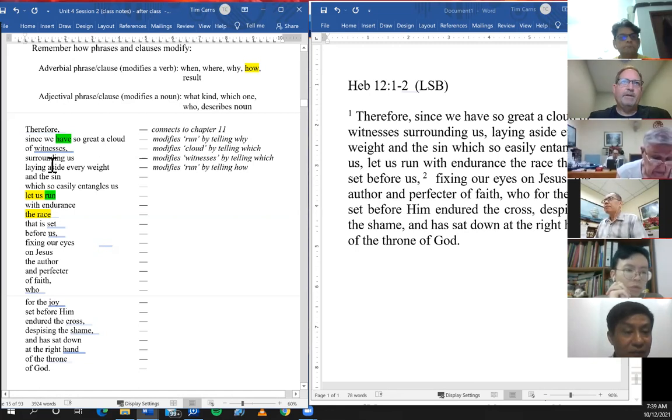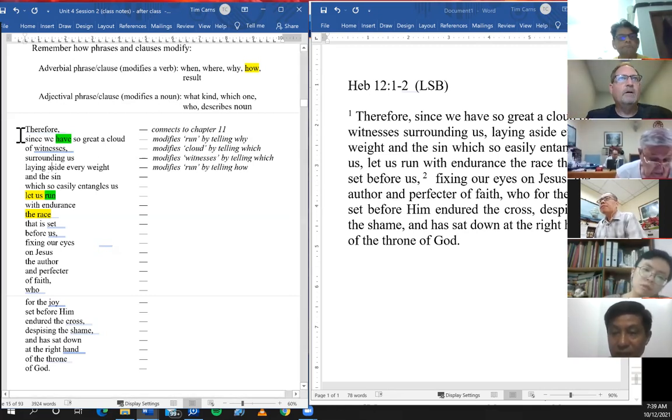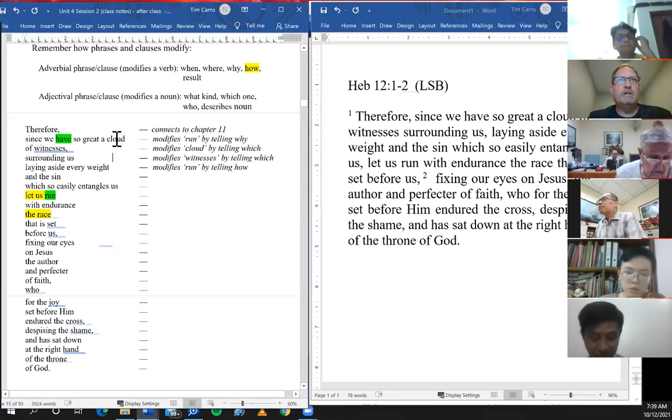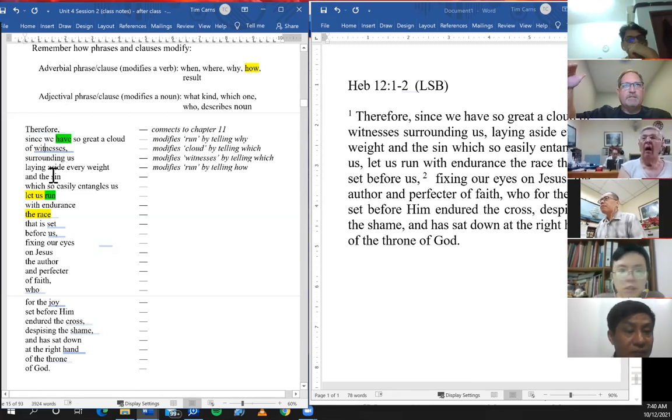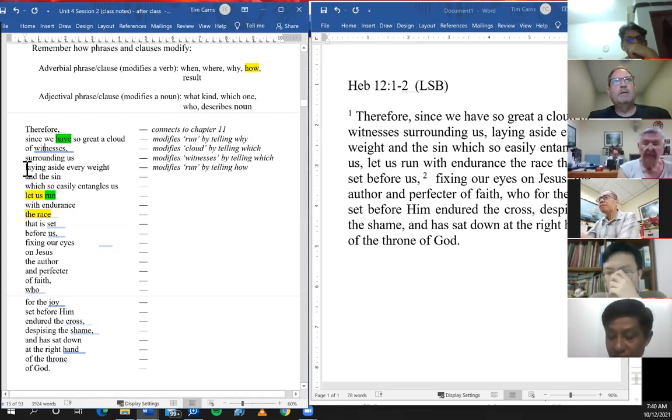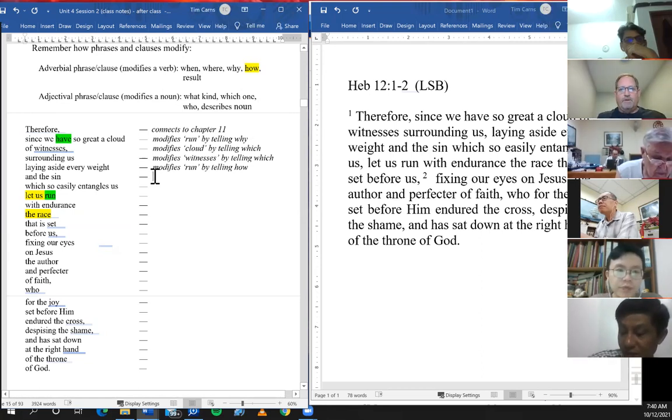Usually we are used to phrases or clauses modifying something before it, like of witnesses modifies cloud, or surrounding us modifies witnesses. So usually the phrase or clause is modifying something that has already been said. But in this case, it's modifying something that he is about to say, that he has not yet said. So that makes it a little more difficult.